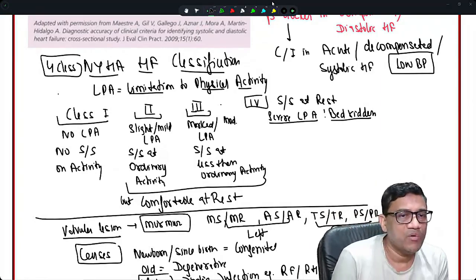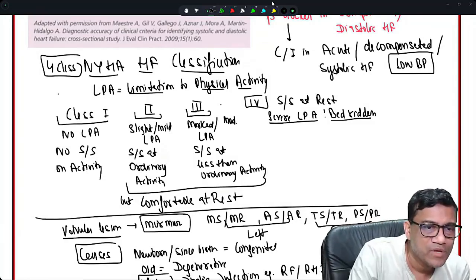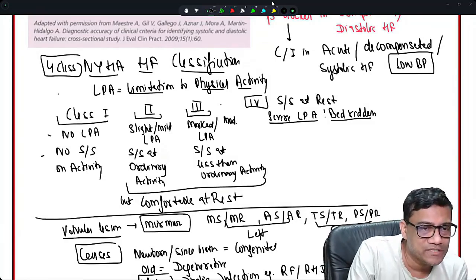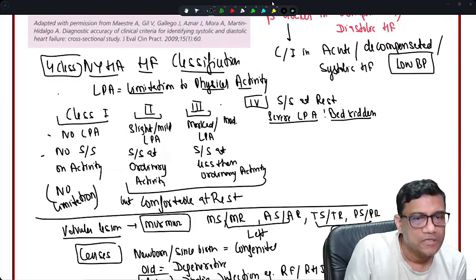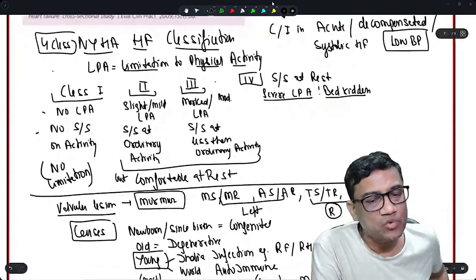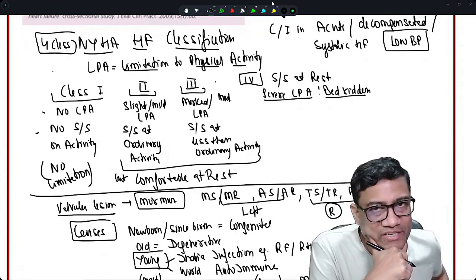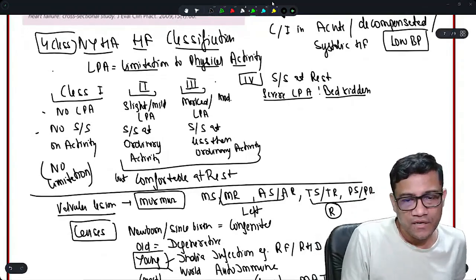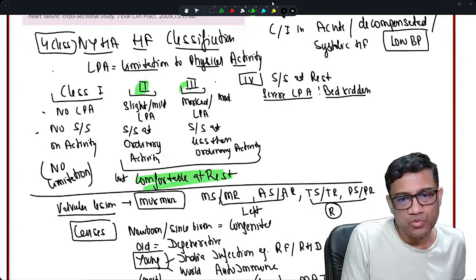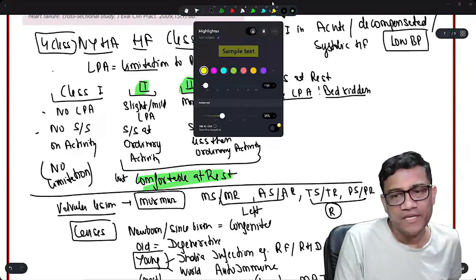Okay. Now in class 1, there is no LPA, no signs or symptoms. On activity, no limitation. He can do almost every activity. Then in class 2, there is a slight or mild limitation. On ordinary activity, he becomes breathless, but is comfortable at rest. The key words are comfortable at rest, in 2 and 3. And in class 4, he is not comfortable even at rest.